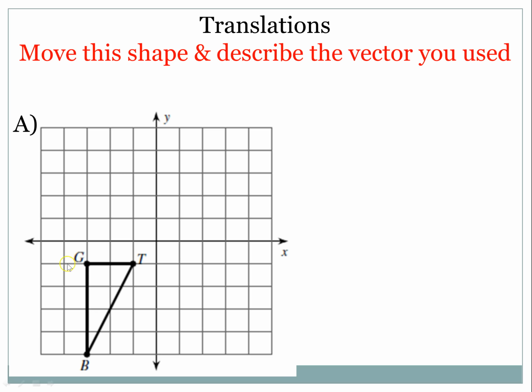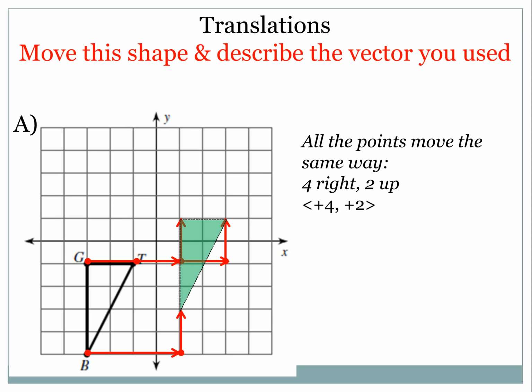So if I move this 1 left and 3 up, it would be <-1, +3>, and I just draw the new triangle. It's perfectly fine if you overlap the two shapes. It makes no difference. All that matters is that you're not turning the shape or changing its size at all. Sweet, that's a translation. So in this one, it looks like I moved it over right 4, up 2 to the new shape, and so it is <+4, +2>. And you could have moved it any other way. Makes no difference.